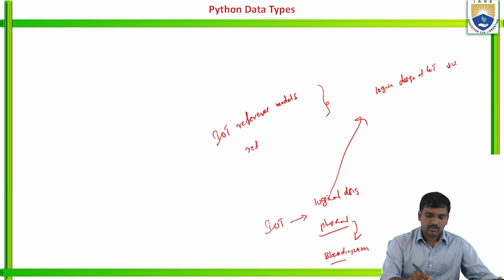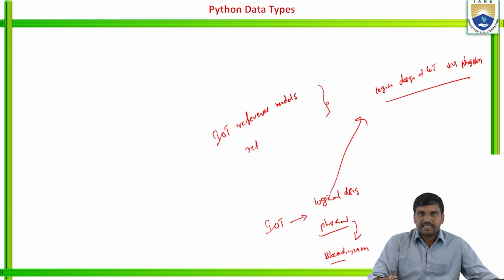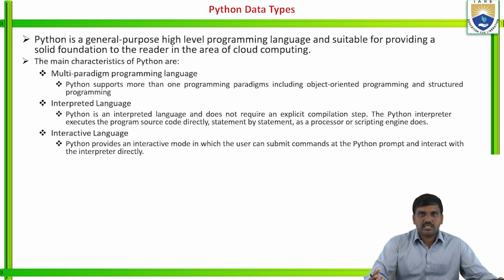So here the topic is logical design of IoT using Python programming. Before entering into the actual logical design of IoT, we have to know some Python basics: how to install Python, what contents are available, what the data types are, what the data structures are, control flow statements, functions, and string forms. We have to discuss these.